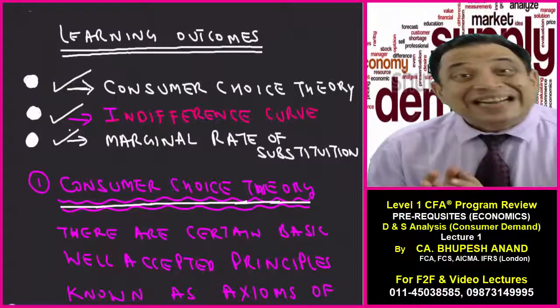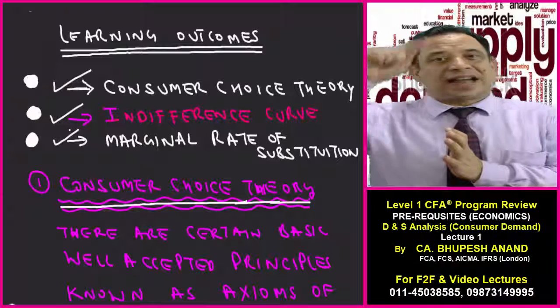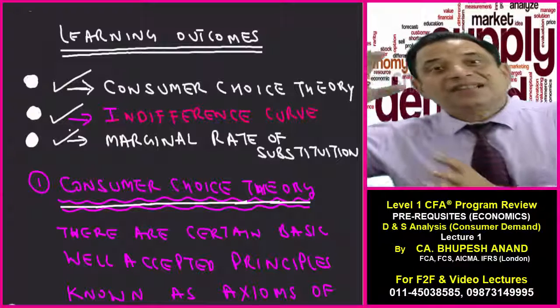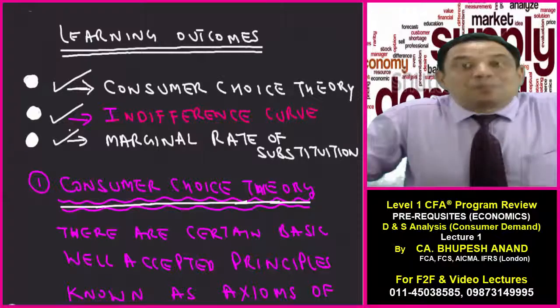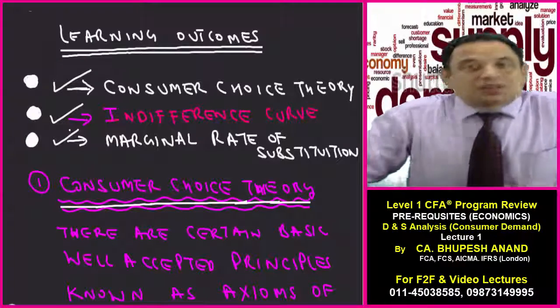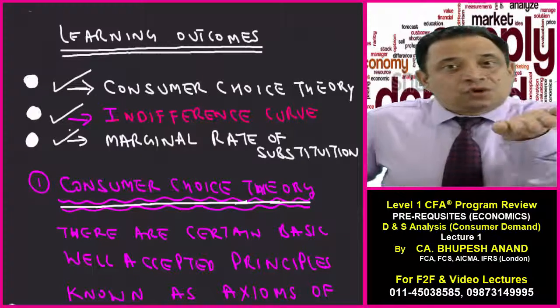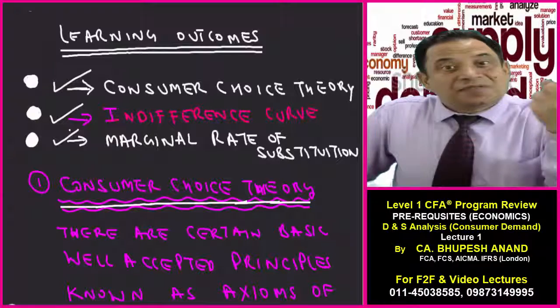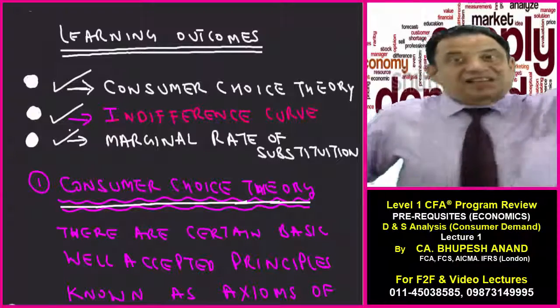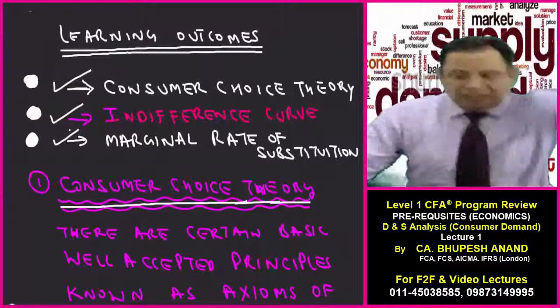The second is the meaning of the indifference curve. What are the meanings of different points on that curve? What is the actual dictionary meaning of indifference? And the third is marginal rate of substitution, that is, at which rate he is willing to sacrifice one good for getting another good. So this is marginal rate of substitution. These are the 3 learning outcomes which I will start today in lecture number 1.